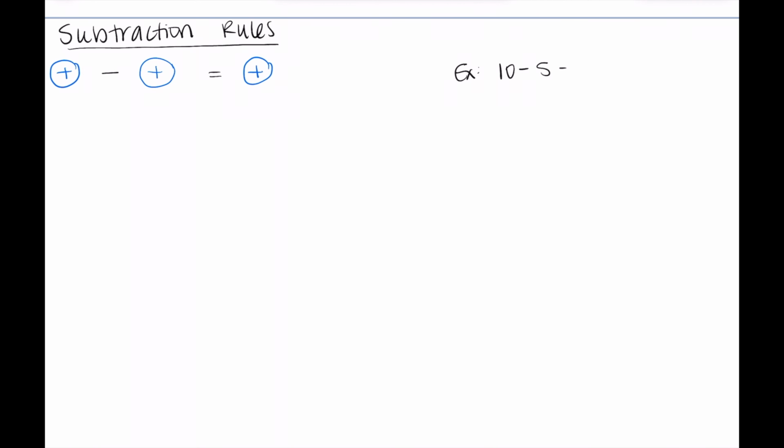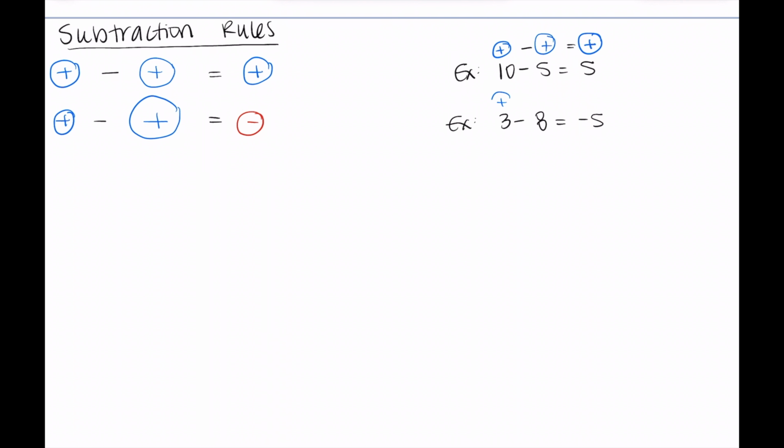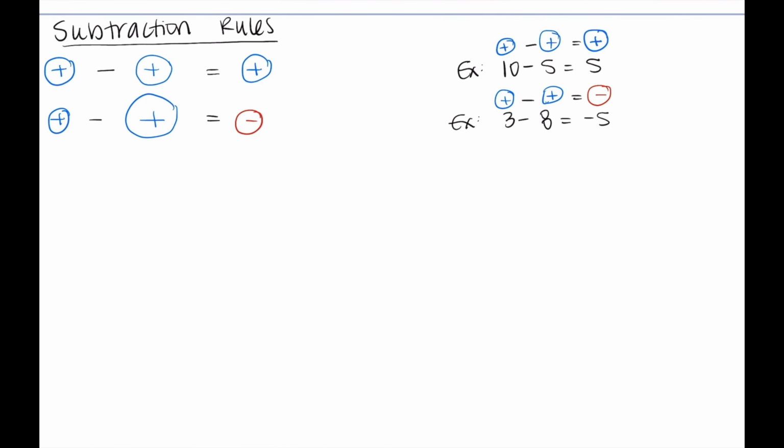It depends on the absolute value, but for example, this would work for something like 10 minus 5, right? 10 and 5 are both positive. 10 is greater than 5, so our answer will also be positive. Now, what happens if we have a smaller positive integer minus a larger positive integer? We would get a negative answer, just like this example. 3 minus 8. Well, 8 is bigger than that 3, so our answer would be negative, and in this case, it would be negative 5.